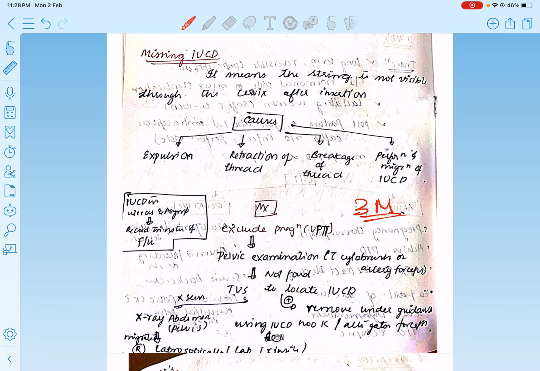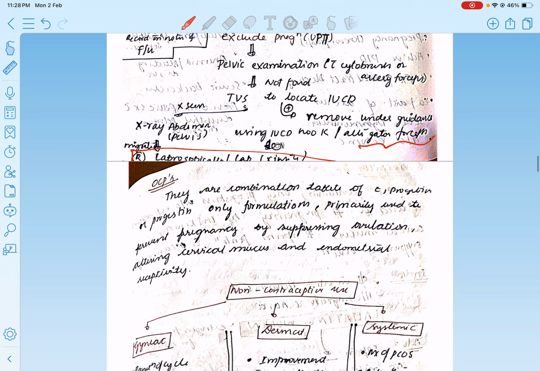So what do you do? First you have to exclude pregnancy by doing a UPT, then do a pelvic examination. You have to check whether you can see the string. If you are unable to see it, then you have to use a TVS, and again if you are unable to see a string there, then you need to take an X-ray and see where it has migrated. If that is not possible, then obviously at the end you have to go with laparoscopic removal. But if you can see it, then you can use alligator forceps and remove the IUCD based on the location where it is. So make sure you study accordingly.